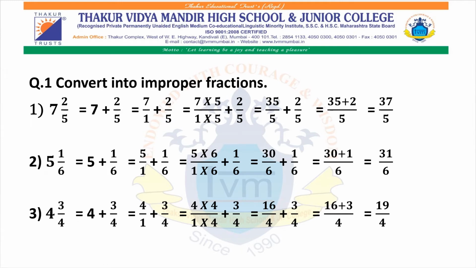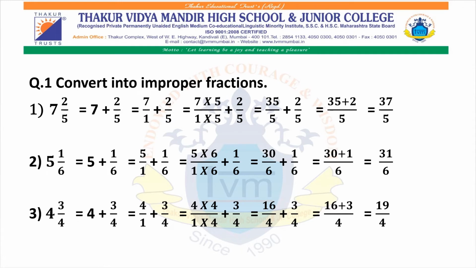So 5 into 6 upon 1 into 6 plus 1 upon 6, which is equal to 5 6s are 30, 1 6 you will get 6, plus 1 upon 6. So now the denominator is equal, so you will write it only once. So 30 plus 1 upon 6, you will get the answer as 31 upon 6.